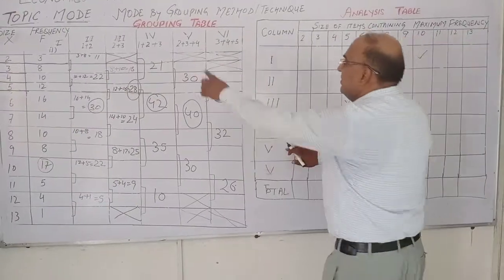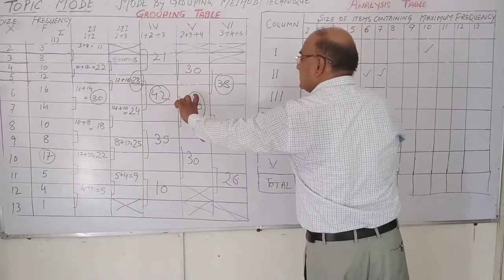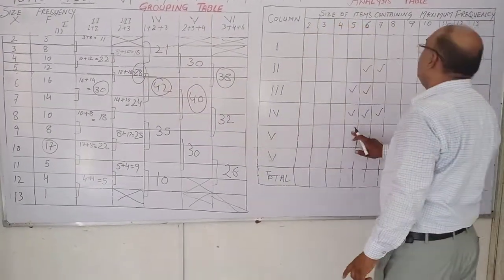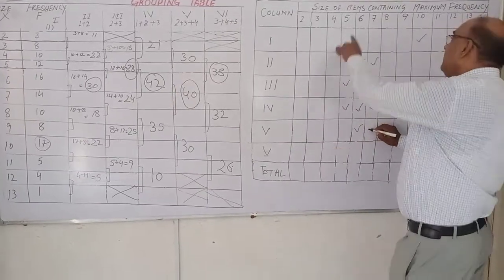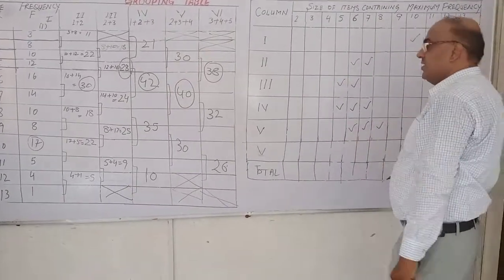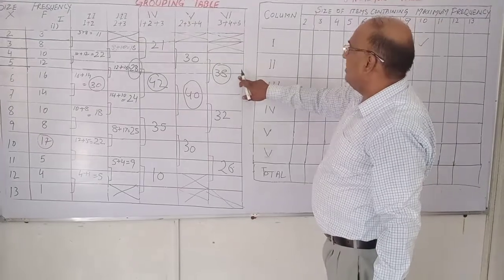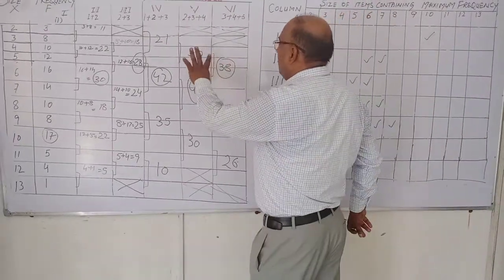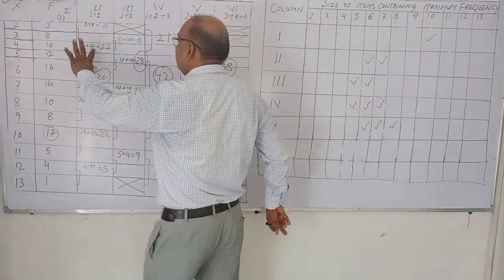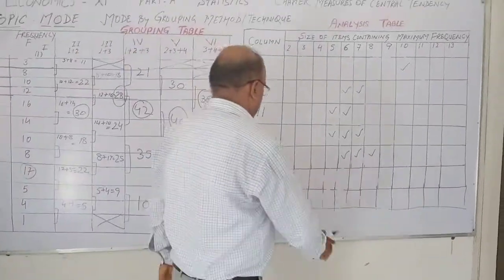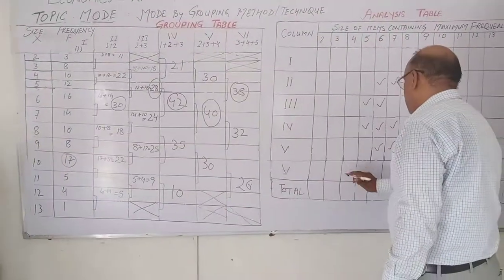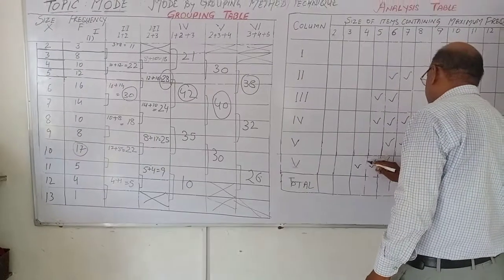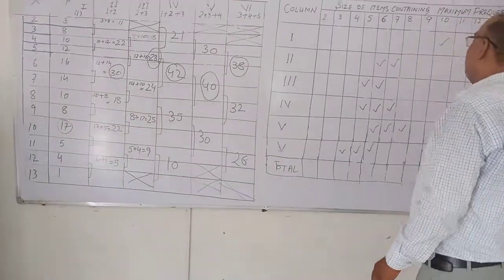Column 5. In front of it, the total of the three sizes: 6, 7, 8. So this 6, this one 7, this one 8. And the last, 38. 38 came from these three sizes 4, 5, 6. So students, this is the table.